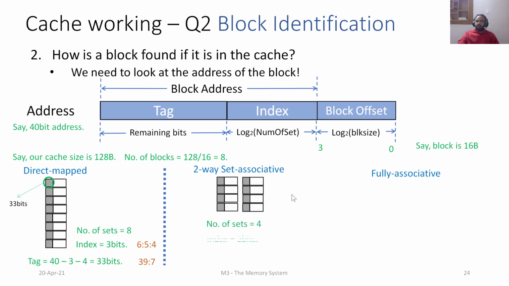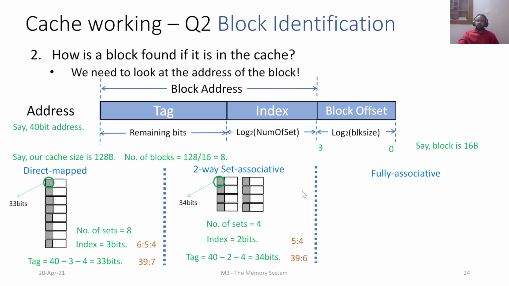So the index bits are 2 and the tag bits are 34. It means that the tag bits in one particular block will be 34 bits wide. Here in direct mapping it was 33 bits wide. The index bit positions are 4 and 5 in the address, and the tag bit positions are 6 through 39.